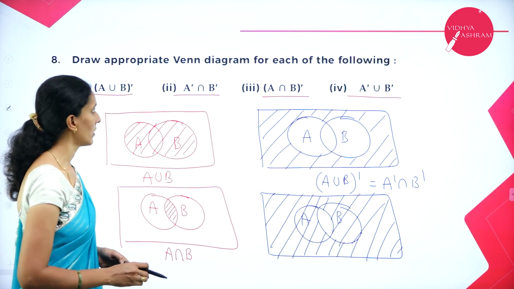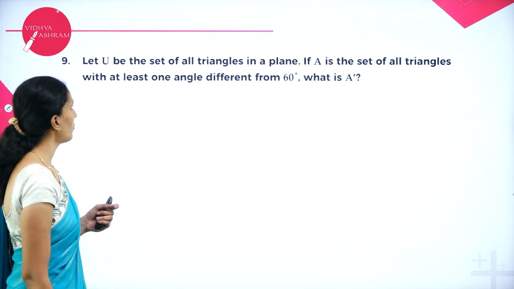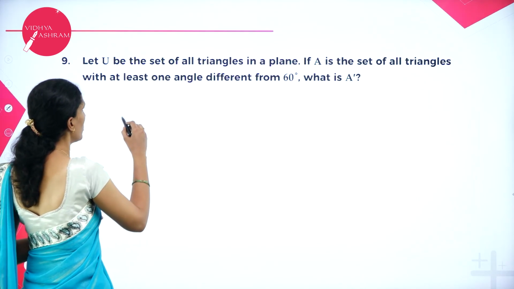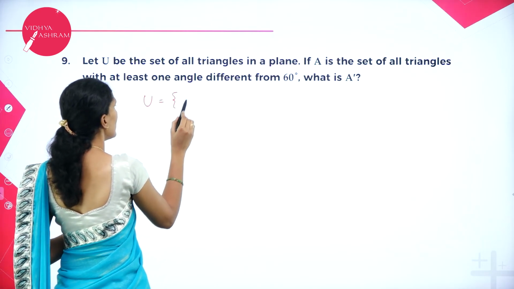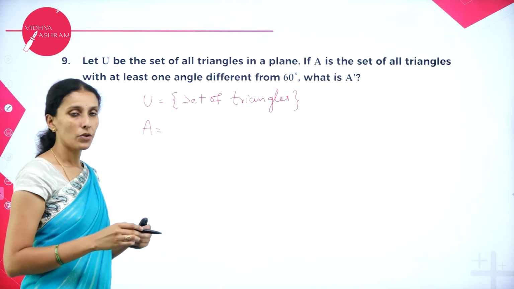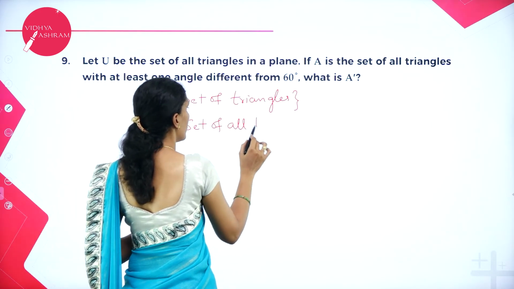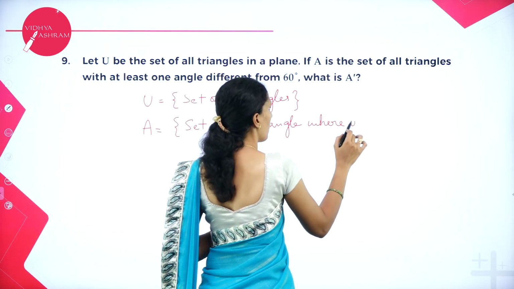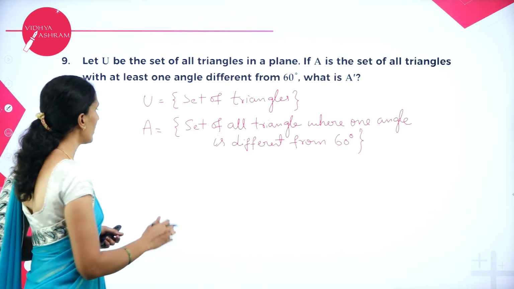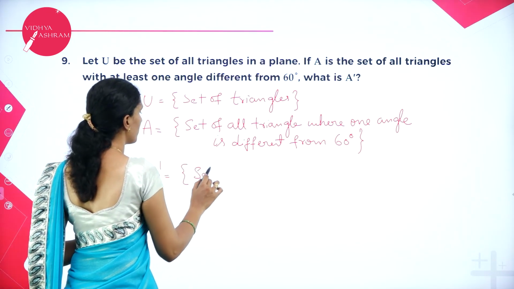Next question. Let U be the set of all triangles in a plane. A is the set of all triangles with at least one angle different from 60. What is A dash? So U is the set of all triangles, and A is the set of all triangles where one angle is different from 60 degrees. So what is your A dash? That is the set of all equilateral triangles.